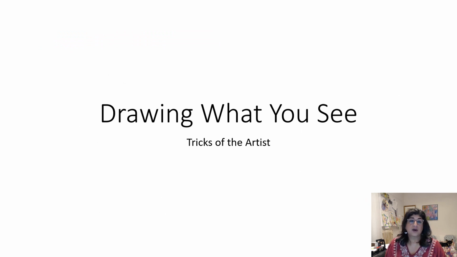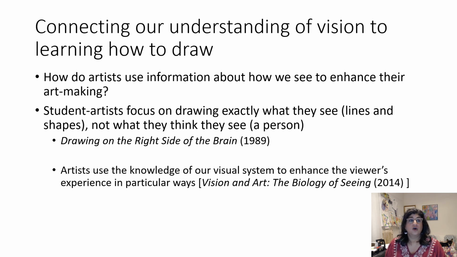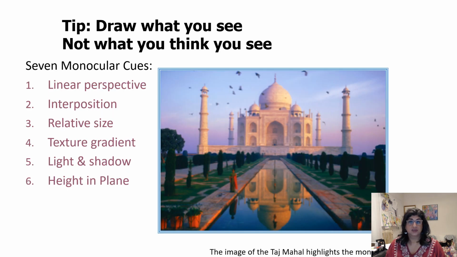So now we're going to talk about how the understanding of the eye and how the eye works can help you draw what you see. And so if you can connect your understanding of vision to learning how to draw, you can really learn to draw exactly what you see, lines and shapes, not what you think you see. And this will really help you fine-tune your drawing.